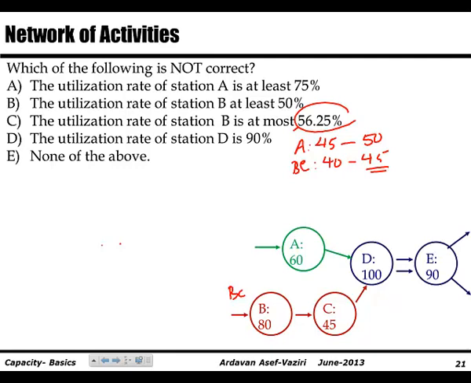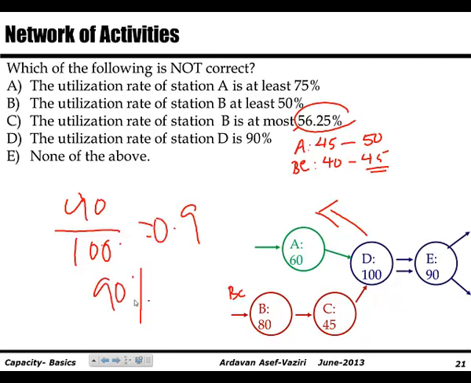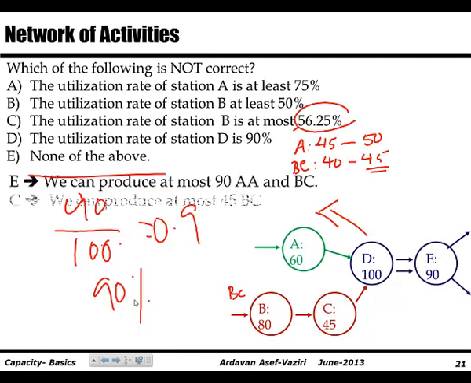Utilization of station D is 90%. We produce 90 units of these two products because demand is 100 and department E allows us to produce only 90 units. Therefore, 90 divided by 100 is equal to 0.9 or 90%. So the answer to this question is none of the above. All of these answers are correct.